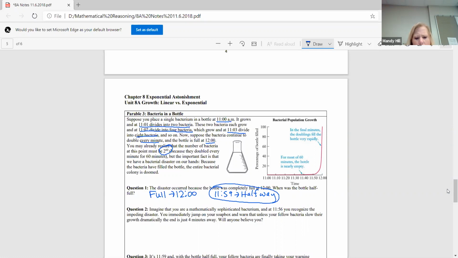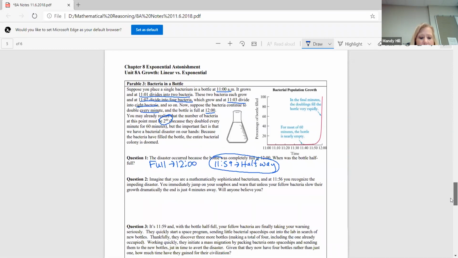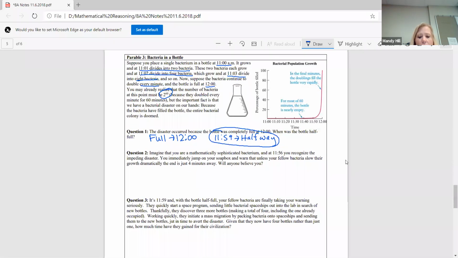Question 2, imagine that you are a mathematically sophisticated bacterium, and at 11:56 you recognize the impending disaster. You immediately jump on your soapbox and warn that unless your fellow bacteria slow their growth dramatically, the end is just 4 minutes away. Will anyone believe you? So note that the question is not whether you are correct, because you are. The bottle will indeed be full in just 4 minutes. Rather, the question is whether others who have not done the calculations will believe you.